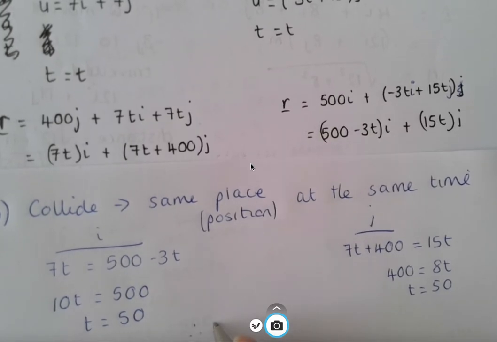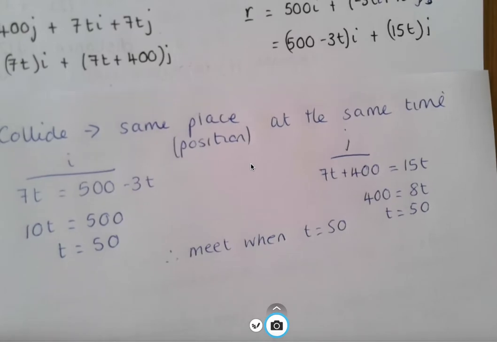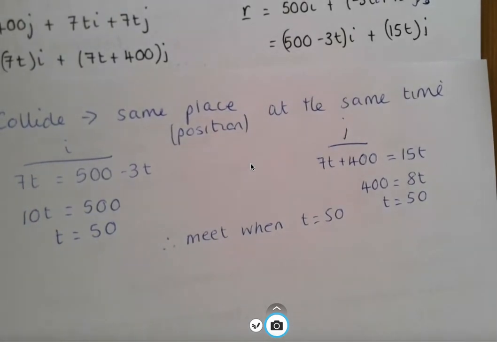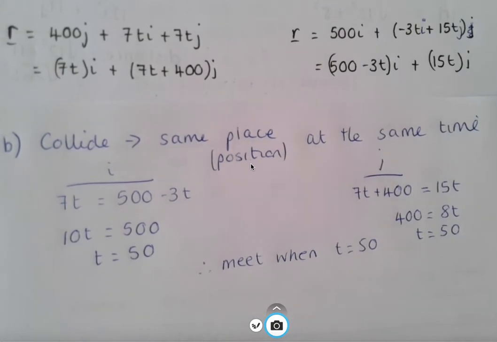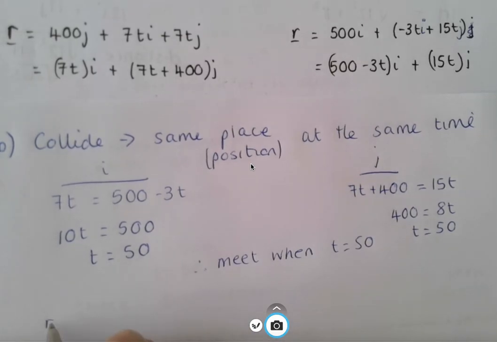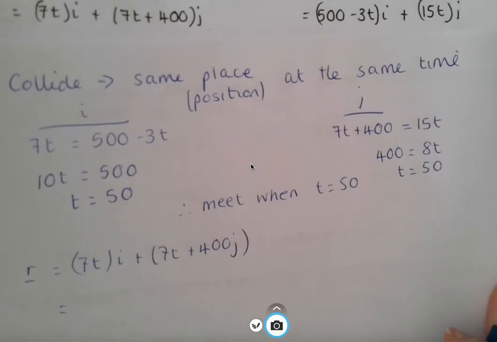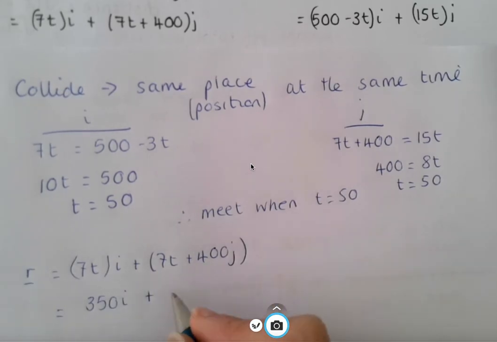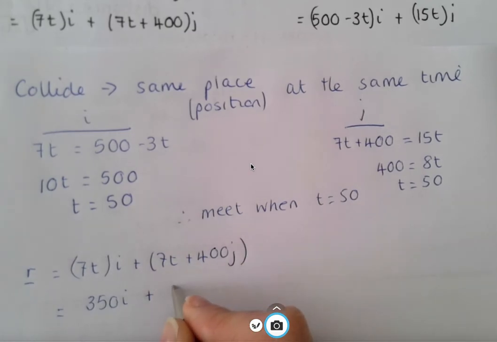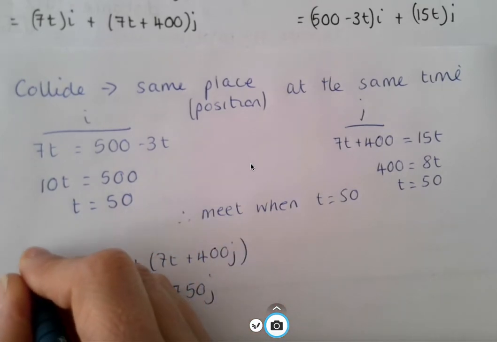Okay, so that means now that they will meet, they will be at the same point when t is equal to 50. Okay, if I want to find the position vector now at the point of collision, all I need to do is substitute that t equals 50 into these expressions and prove that they're at the same point. Okay, and if they're at the same point at the same time, they've got to collide. So if I've got r equals 7t i plus 7t plus 400 j for my ferry, okay, using t equals 50 now, that gives me 350i plus 750j. So that's where the ferry is when t equals 50.